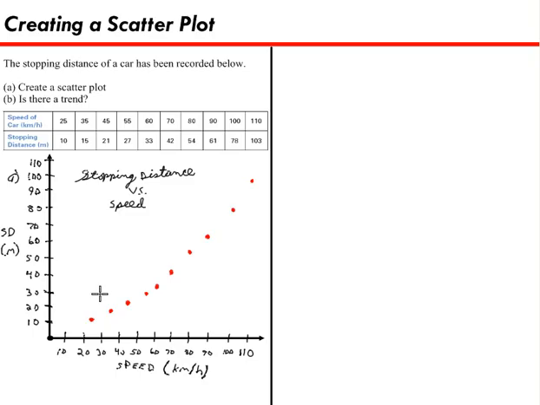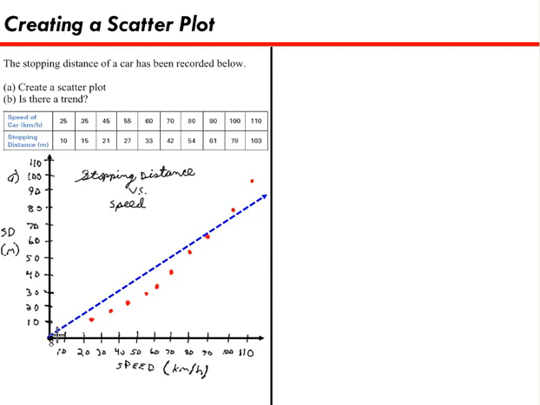So now in B we're asked, is there a trend? Let's have a look at the dots. You can see right off the bat there's definitely some kind of trend. The line is going uphill, so it's a positive slope. And we can show that with an arrow, just like this. If I draw this arrow and I try and match the dots as best I can, it's probably going to look something like that. So we're definitely going uphill.